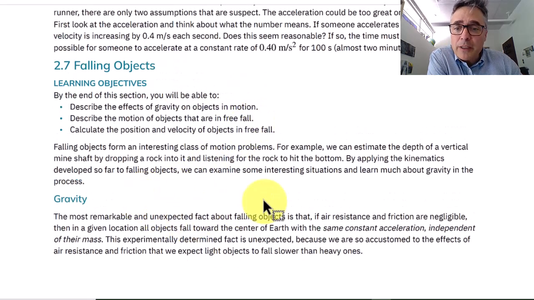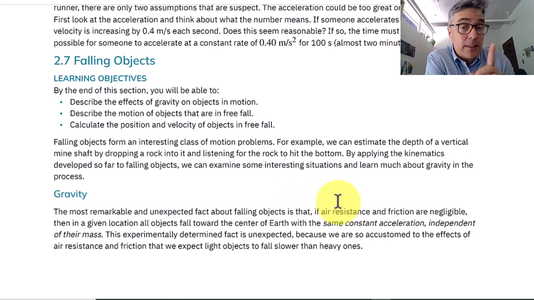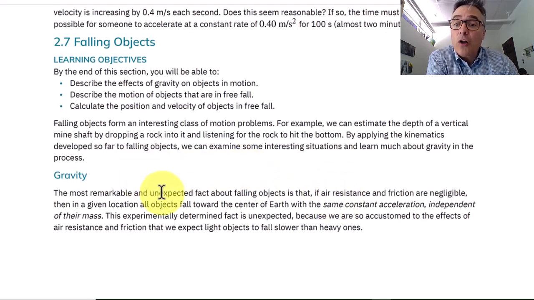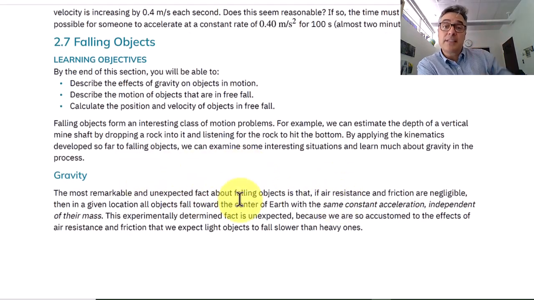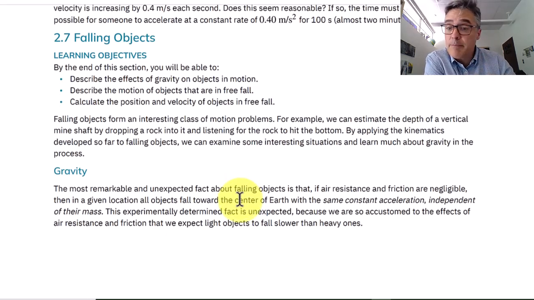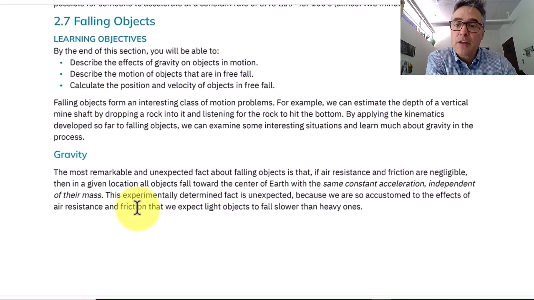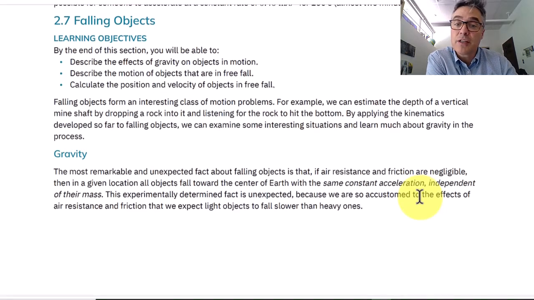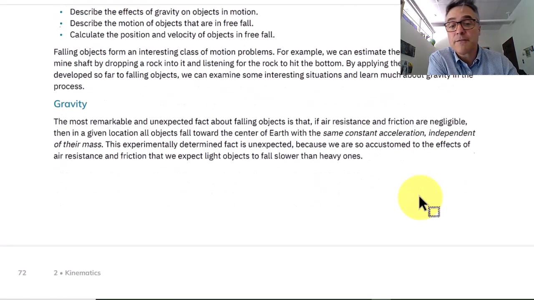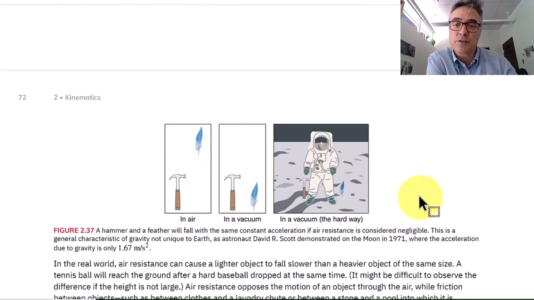The most remarkable and unexpected fact about falling objects is that if air resistance and friction are negligible, then all objects fall towards the center of the Earth with the same constant acceleration, independent of their mass. This experimentally determined fact is unexpected because we are so accustomed to the effects of air resistance and friction that we expect lighter objects to fall slower than heavier ones.